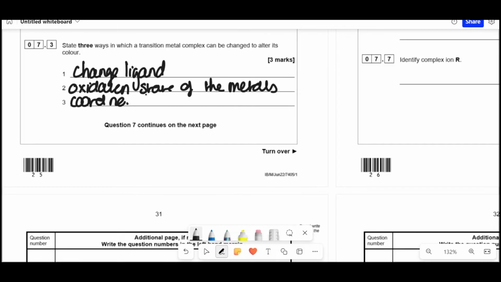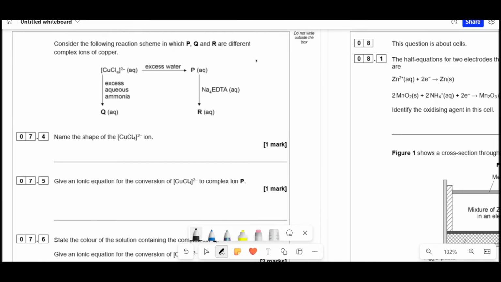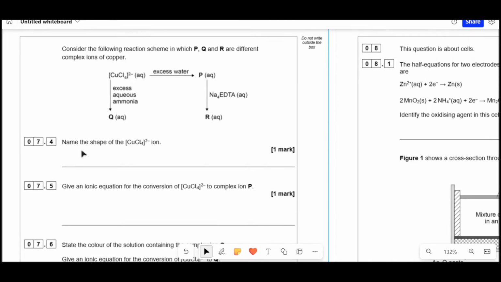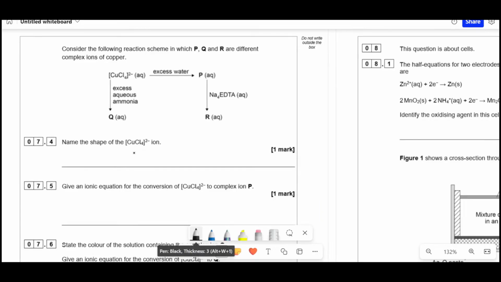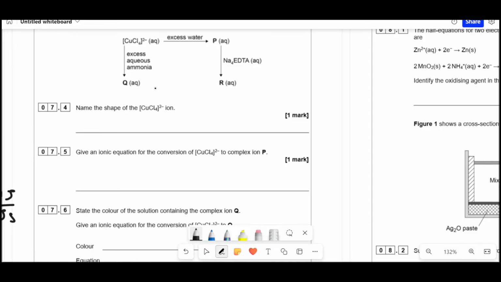So it says consider the following reaction scheme in which P, Q, and R are different complexes of iron. So you've got CuCl4, you add excess water, you make some aqueous thing, and then use EDTA, and you get this aqueous R thing. So then it says name the shape of the CuCl4 2- ion. So it's a transition metal complex, and it has how many coordinate bonds? It has 4 coordinate bonds, and it's not like platinum, so it's got to be tetrahedral.